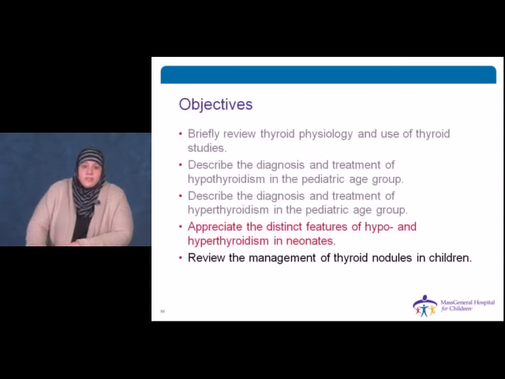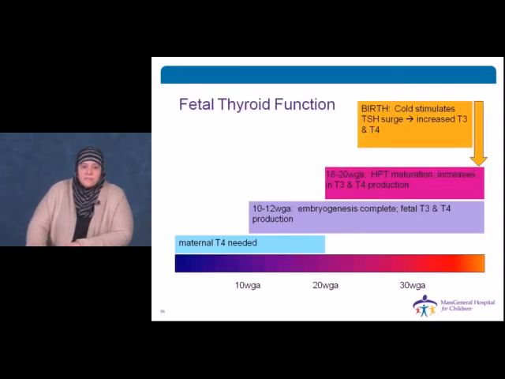So let's move on to neonates. In terms of fetal thyroid function, maternal T4 is pretty important during the first 20 weeks of gestation. There are deiodinases in the placenta, so not all of maternal T4 crosses into the fetal circulation, but some does and appears to be important. Starting at about 10 to 12 weeks gestation, embryogenesis of the thyroid is complete, and the thyroid gland does start trapping iodine and synthesizing T3 and T4.